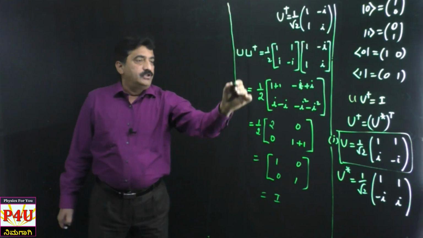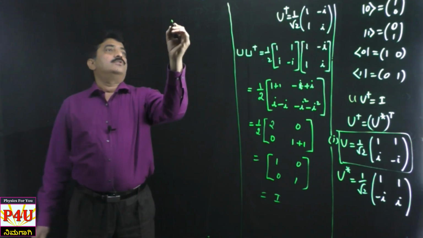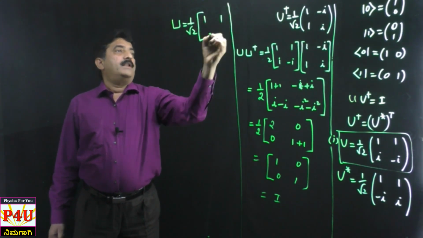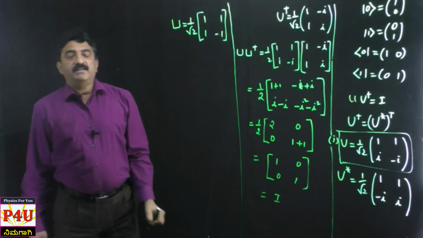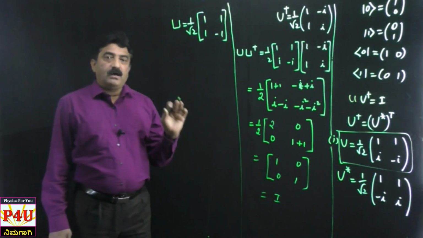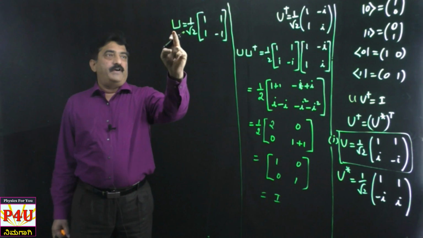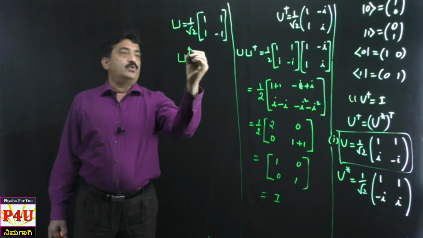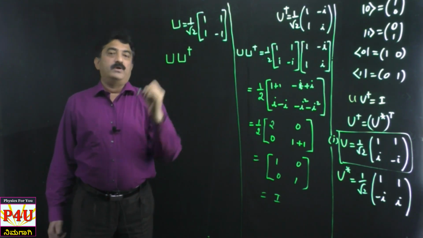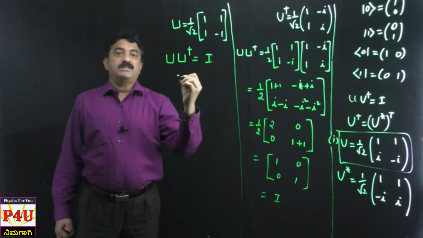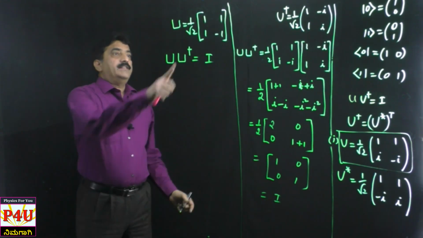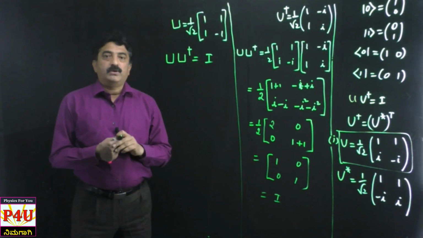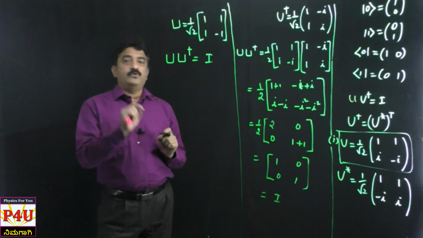You can try this. Just check whether U is equal to 1 by root 2 into 1 minus 1, whether this is going to be a unitary matrix or not. Please check. How to check? First you find the complex conjugate, then you take the transpose. That is, you find U dagger, then multiply U and U dagger. If by chance it gives I, that means 1 0 0 1, then you can say this is a unitary matrix, otherwise this is not a unitary matrix. Okay. So this is about calculation of unitary matrix.